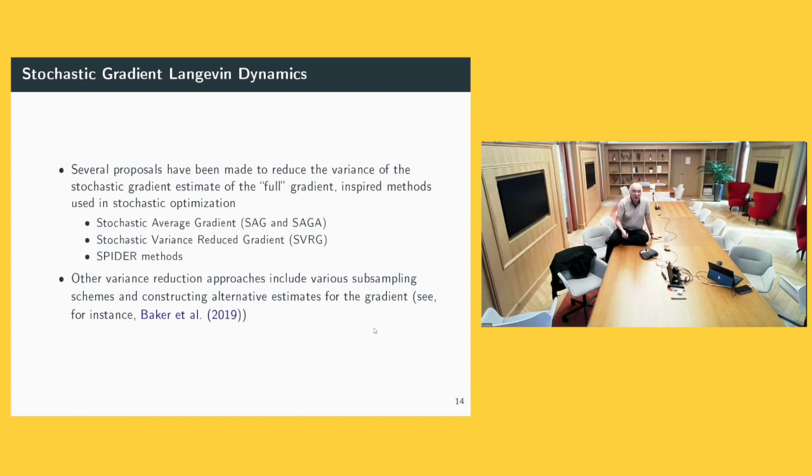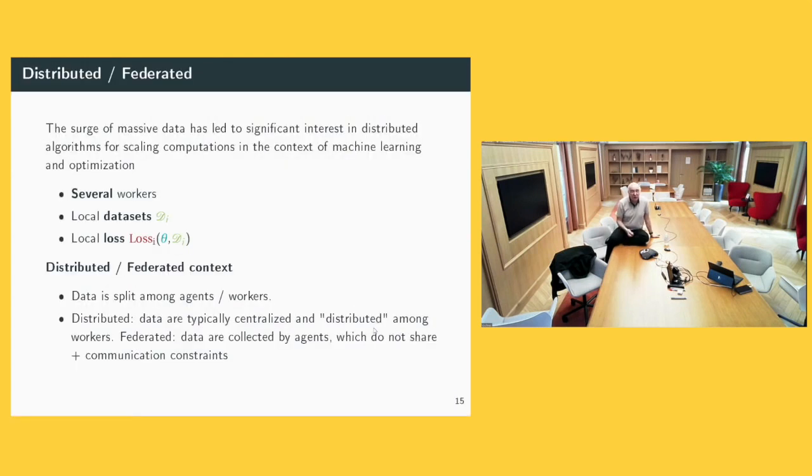So what are the approaches? You can use SAG or SAGA. You can use stochastic variance reduced gradient. You can use the SPIDER method. You can use other variance reduction methods. Ask Sergey, he knows a lot about that. Okay, so that is common knowledge.